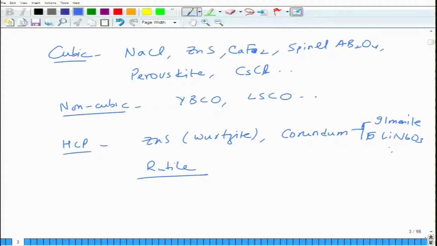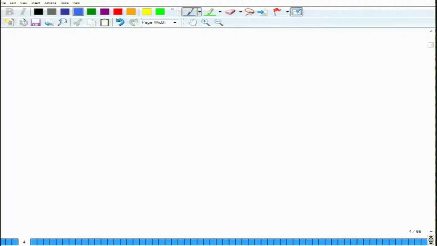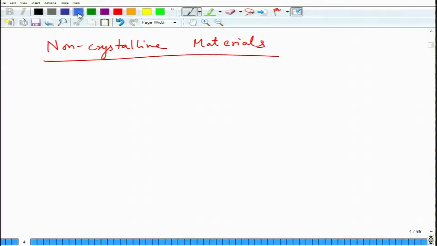Now, however, there are some oxides which have a large fraction of covalent bonding, and they tend to crystallize in a non-crystalline form. So in this lecture we will start with non-crystalline materials, which do not have a periodic structure over long range.